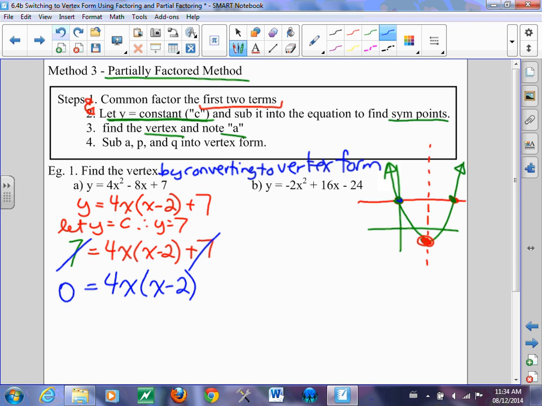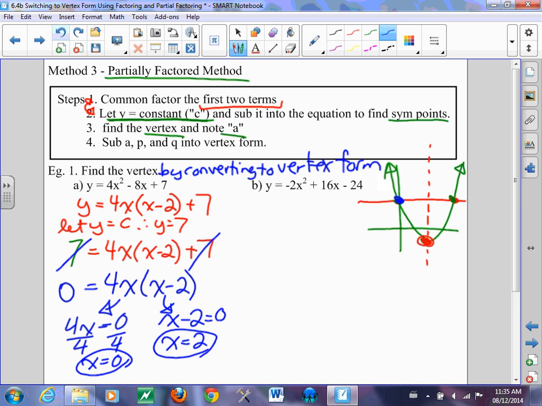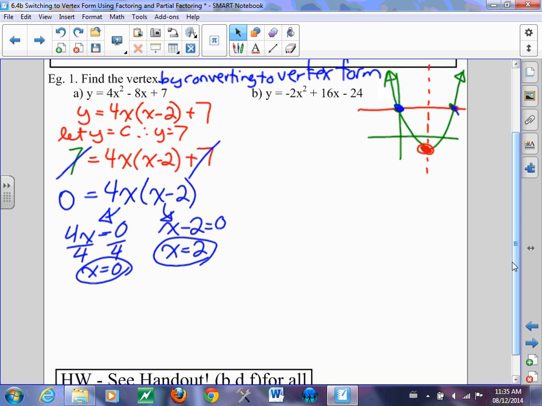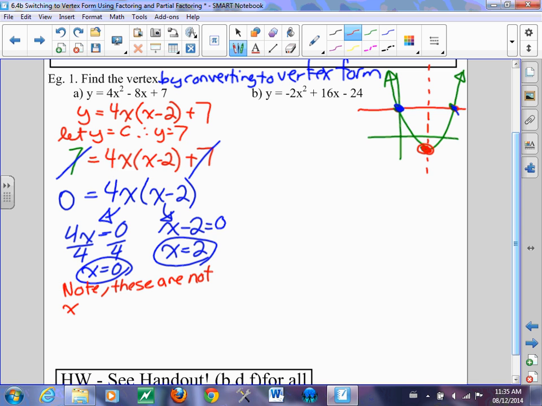That's going to make sense, folks. One of our factors will always be equal to 0, which is this first one, because 4x equals 0. How do you get x by itself? Divide both sides by 4, so x equals 0. Okay, and the other one, x minus 2 equals 0, so x equals 2. Okay, so that's going to be this one, for example. All right, now we've got 2 sym points, but these are not zeros, okay? These are points of intersection. So let's just write that in. Note, these are not x-intercepts.